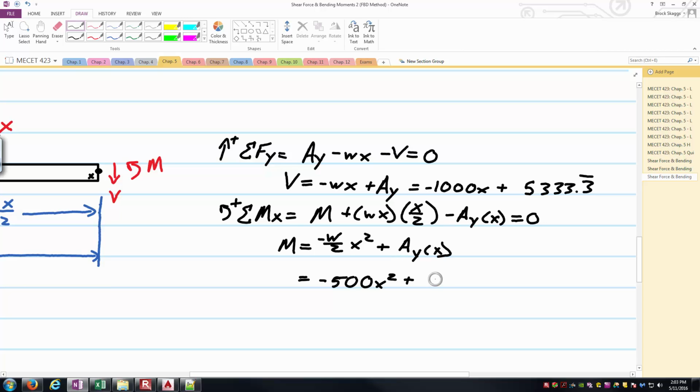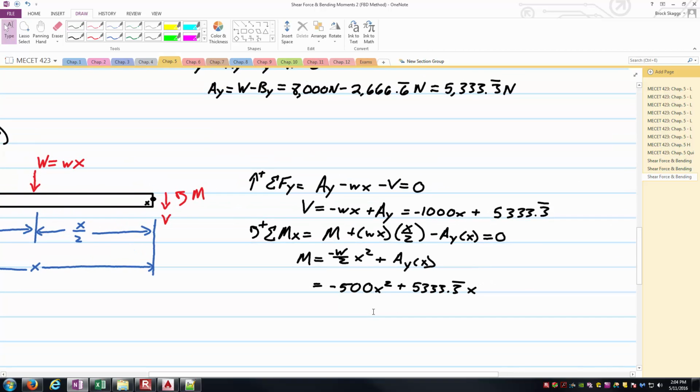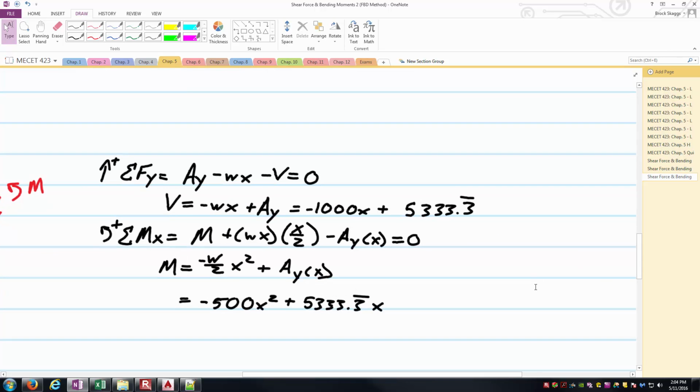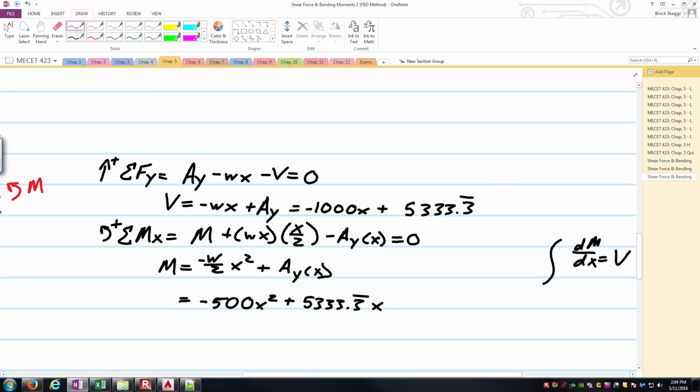And then plus, we already know A sub y is the 5,333 and a third, and then we multiply that by x. And so this is a characterization of the bending moment as we move between 0 and 8 as well. A nice thing about this is we can check ourselves a little bit. I've talked about it before, that there's a relationship here that basically says that dM/dx is equal to V.